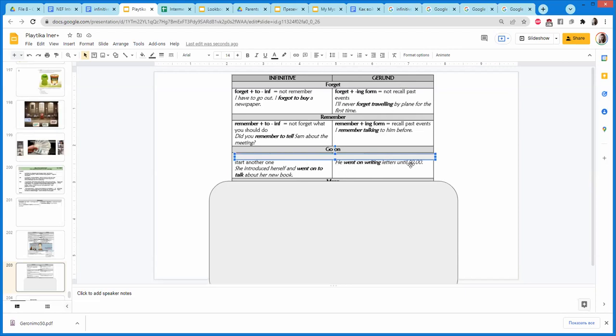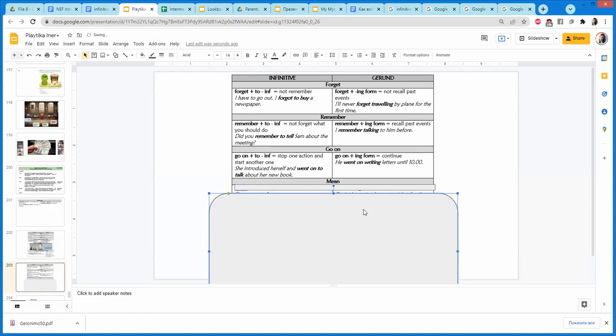Here, he went on writing letters until 10 a.m. He continued doing what kind of process? Writing. Writing letters. He started writing letters and he went on writing letters. You see the difference now? To stop one action and start another one, but continue with the same process. With go on doing, you continue with the same action over and over again. Does that make sense? All right, you're not boring yet? Is your mind not boiling yet?